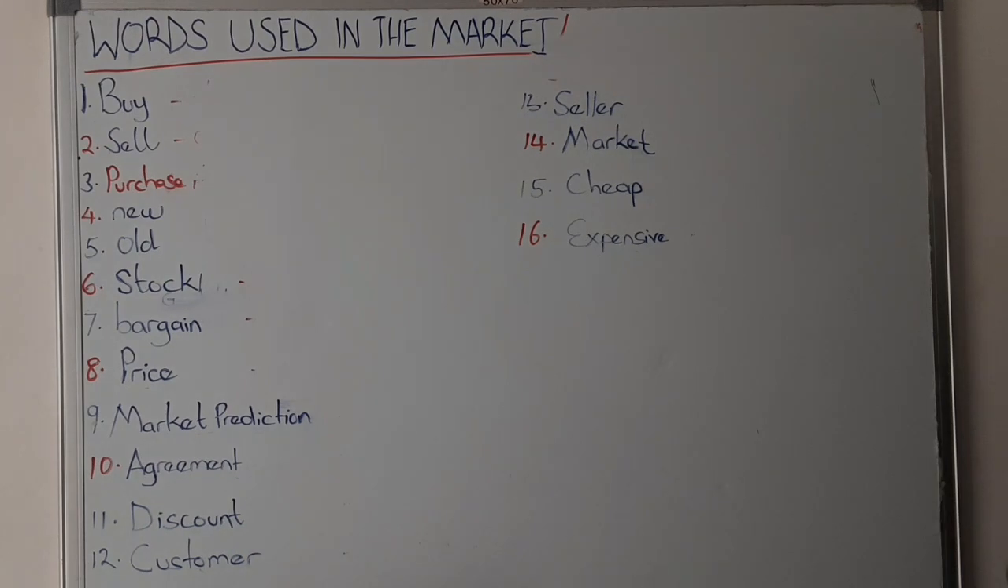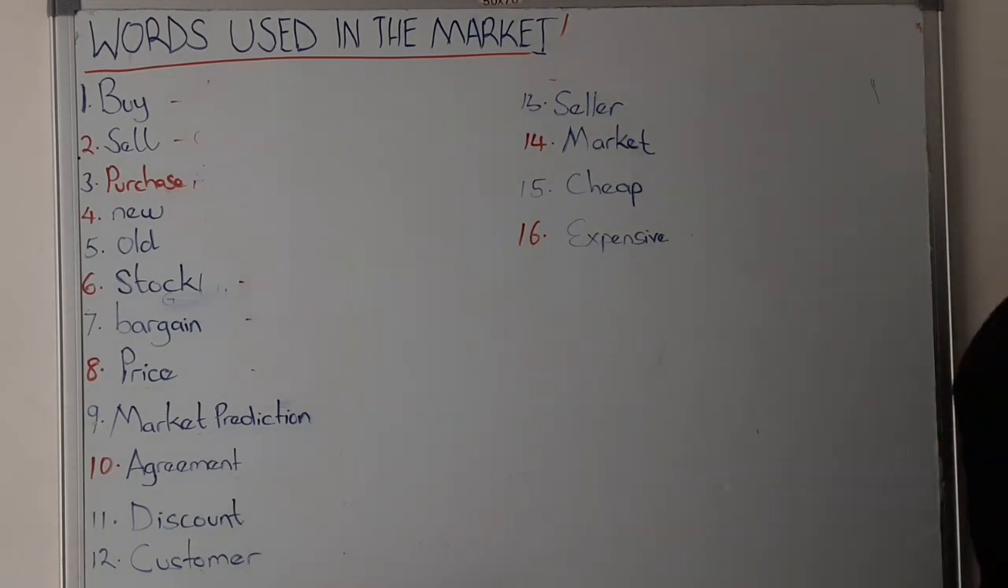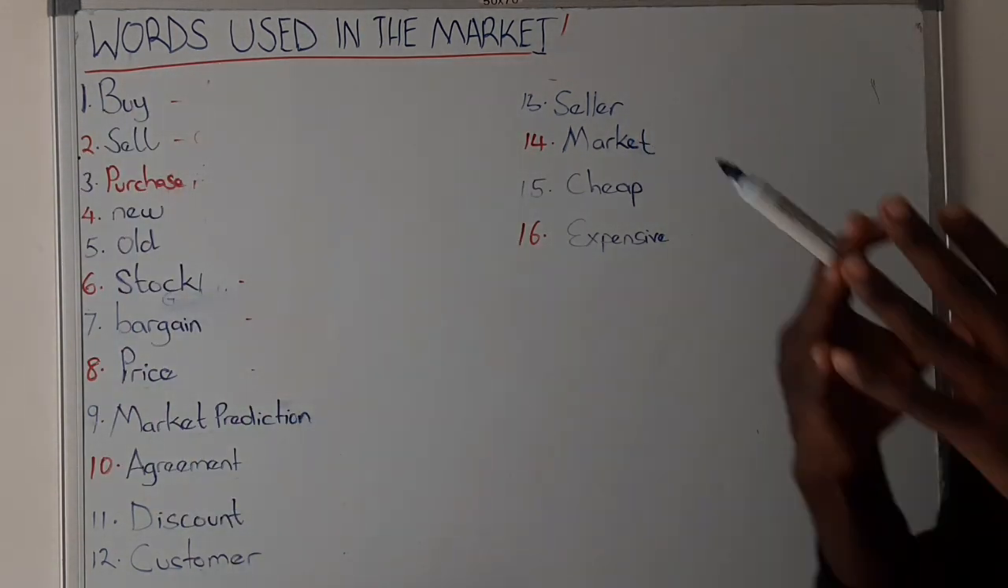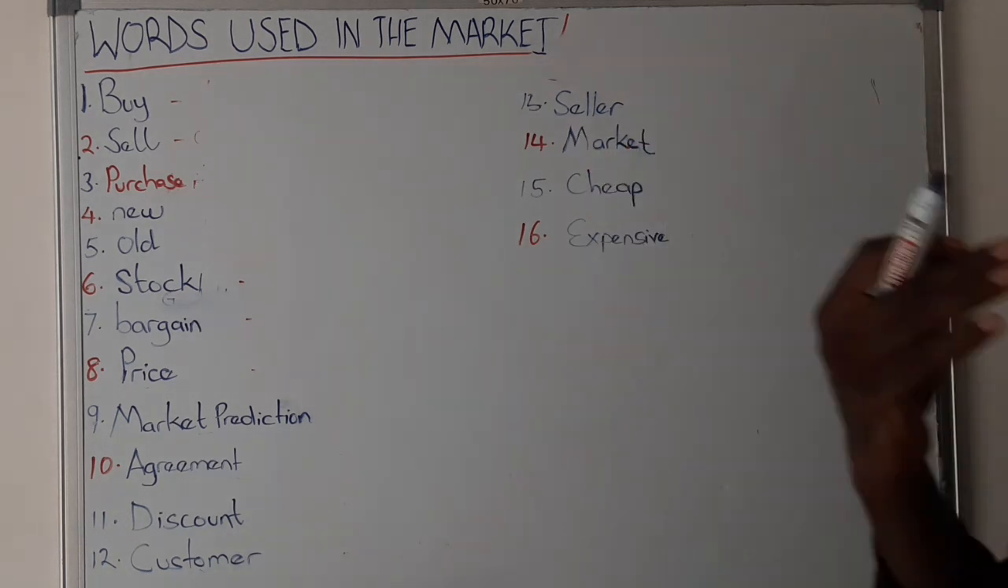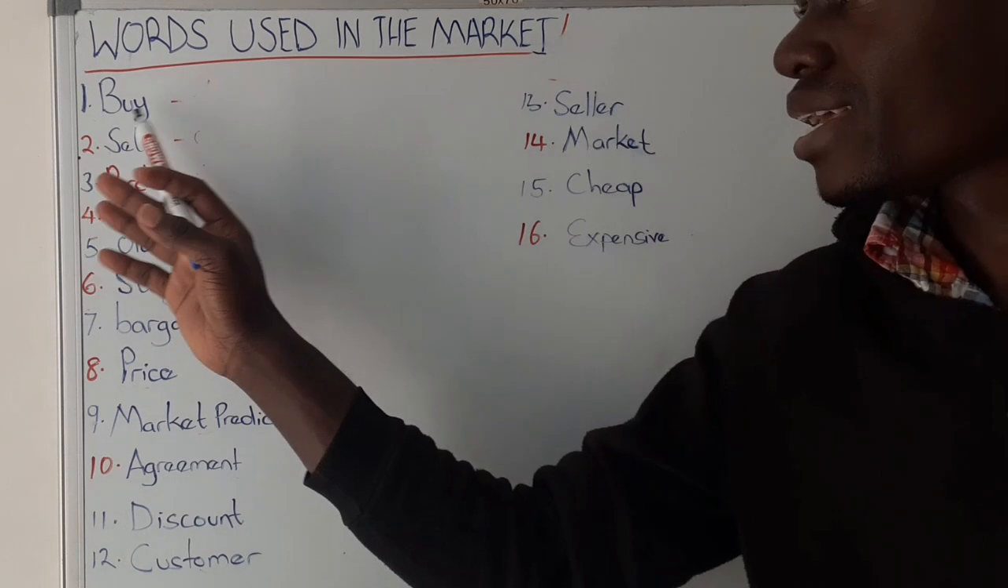You are in the market and you would like to purchase something, you would like to inquire about something, or you would like to inquire about the price of something. So in this video I brought for you these common words that you use when you are in the market or when you have gone to purchase something. Okay, number one we have buy.